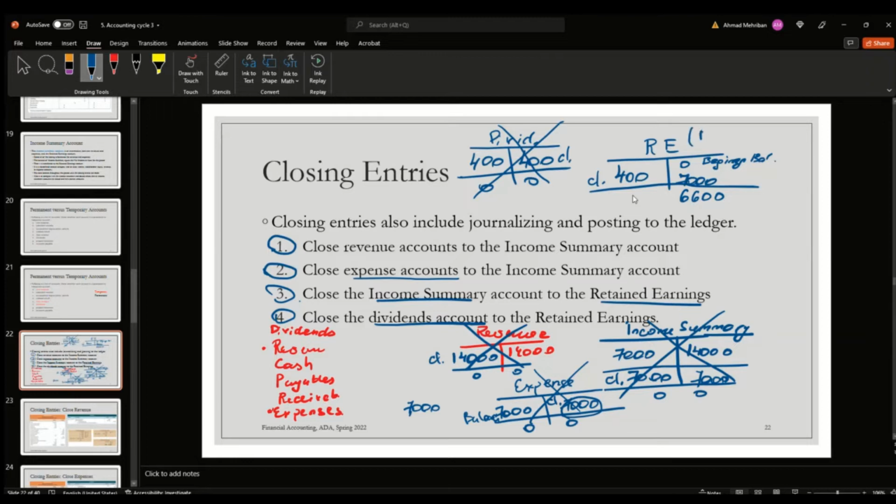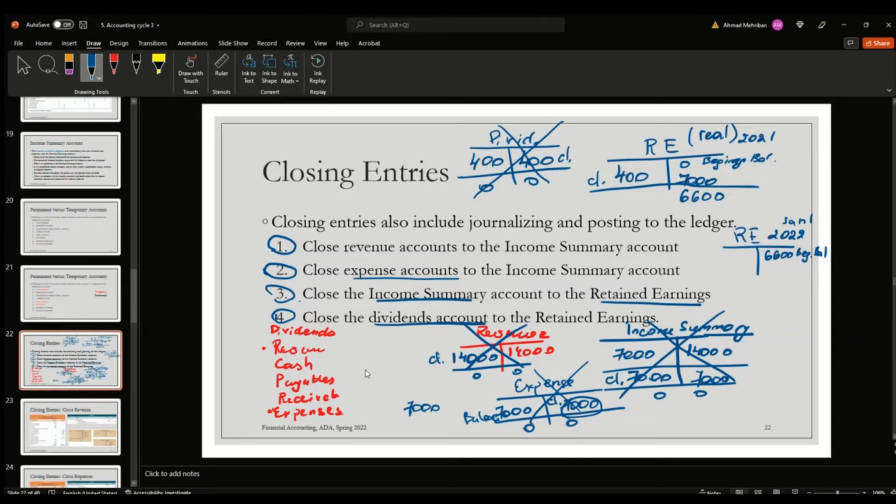This is a real or permanent account which doesn't get closed, and so our next period, let's say that this is 2021, and our new period retained earnings, 2022, let's say January 1, our beginning balance will be 6,600 beginning balance for retained earnings. That's it. This is how we do our closing entries.